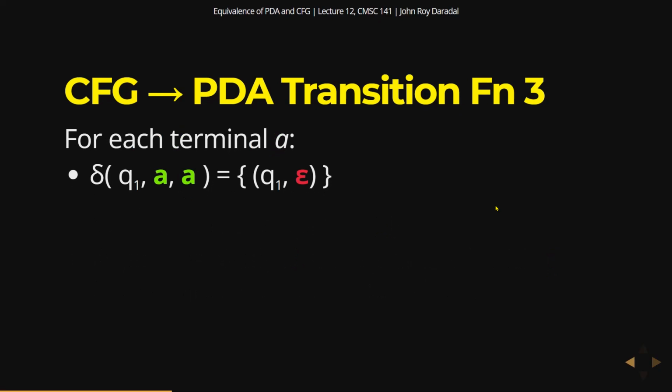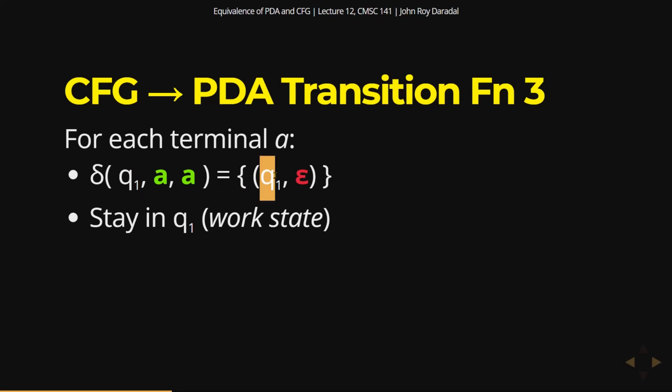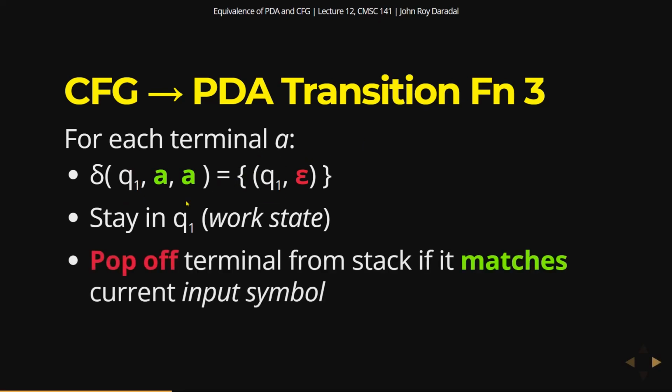Now the third type of transition function entry would be this one. For each terminal a of the grammar, Q sub 1 reading a with the terminal a on top of the stack, we will actually pop off that a on top of the stack. We will add this form for each terminal a. So what does this mean? We will stay in the work state Q sub 1, so still Q sub 1 here, right? And then pop off the terminal from the stack. So the terminal here on top of the stack is a, right?